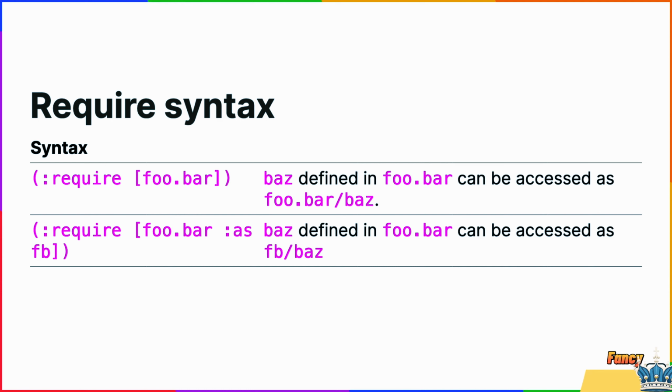For example, if we require foo.bar, any variable or function defined in this namespace will be available to the namespace where you required it as foo.bar/bars. Typing the entire namespace might be cumbersome, so you can define aliases too, like we did with reagent core. This can be achieved using the as form.